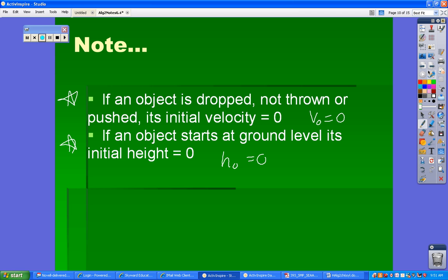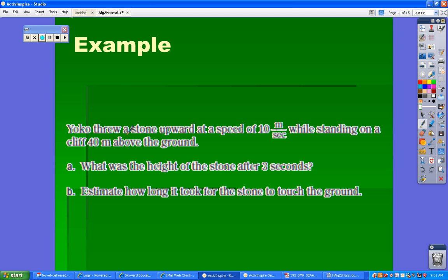Okay, these are fun. Yoko threw a stone upward at a speed of 10 meters per second while standing on a cliff 40 meters above the ground. So here's the cliff. This is a horrible picture. Here's Yoko, and she threw a stone upward. So it's like whoop, and then it comes down. Do you see the parabola? It's cute. The speed is 10 meters per second, and this height is 40 meters. I always draw pictures on these.